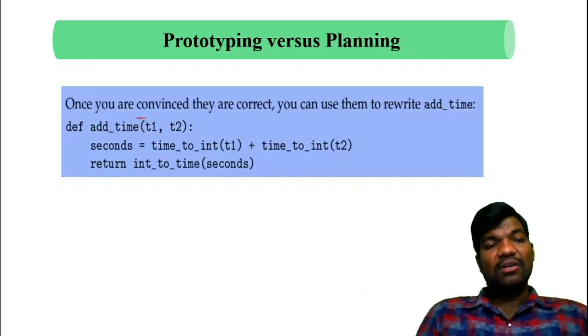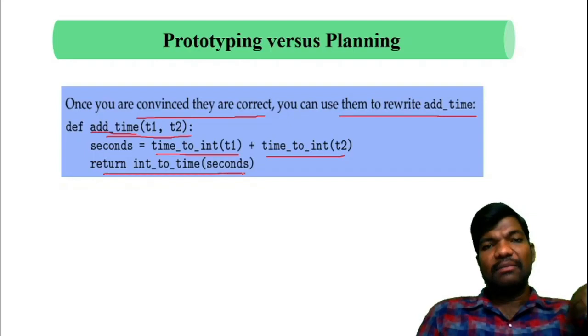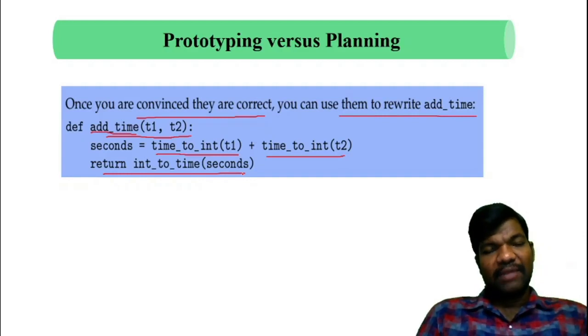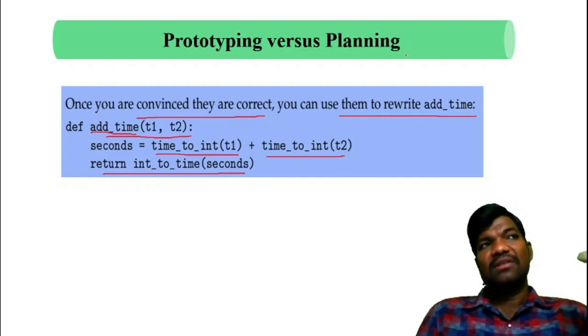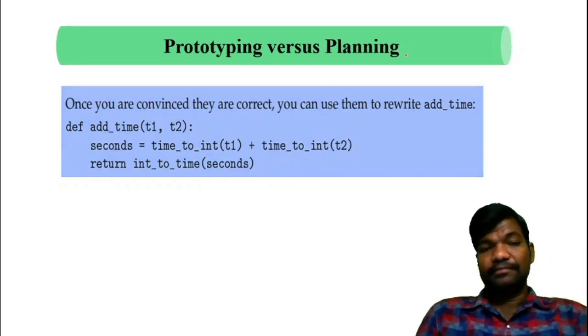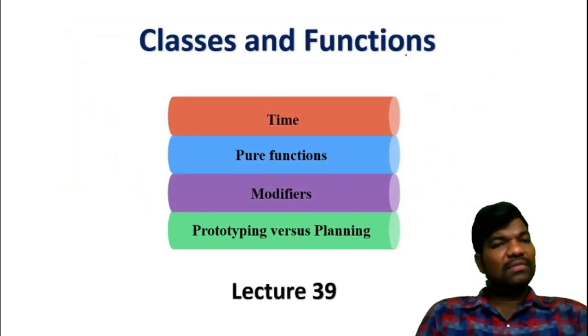Once you are convinced they are correct, you can use them and rewrite add time. So define the function add time t1 and t2. Seconds equal to time to integer of t1 plus time to integer of t2. It will return the seconds. So that is the planned approach. The difference is, prototype means you design one prototype and later complete it. Planning means first you plan, and if it is correct, then you proceed, right? So that's the concept of prototyping versus planning. That's today's lecture, classes and functions. We will meet in the next lecture. Thank you.